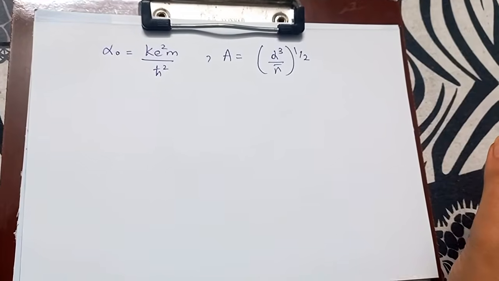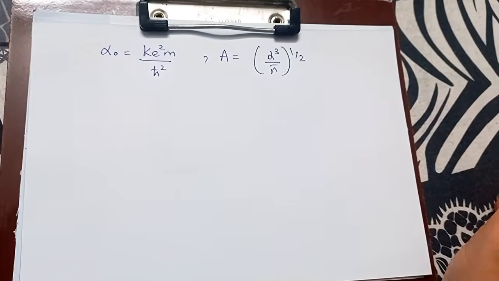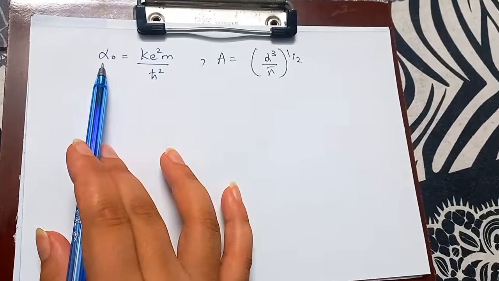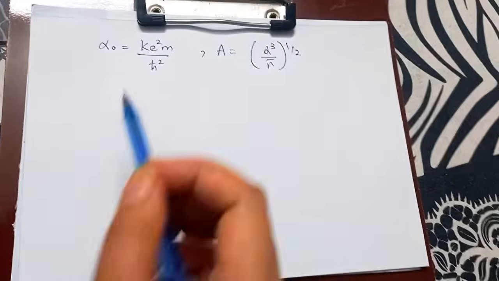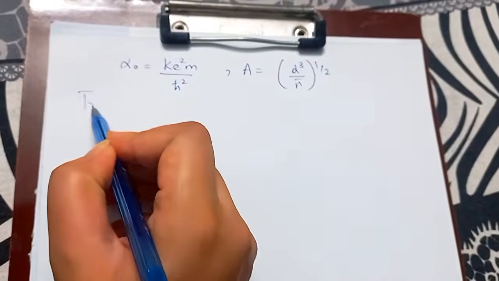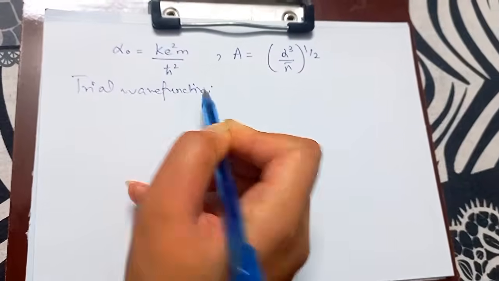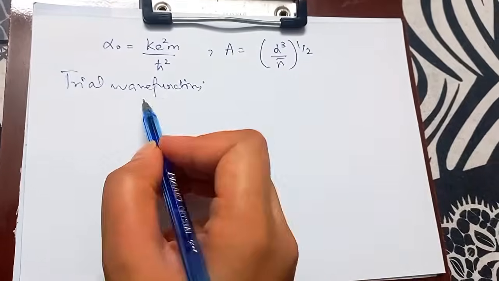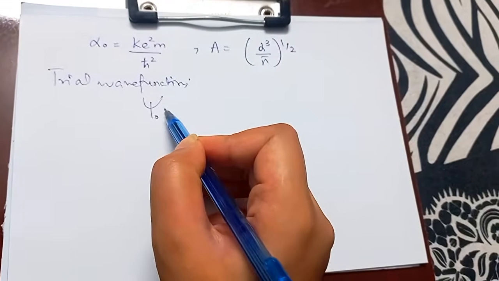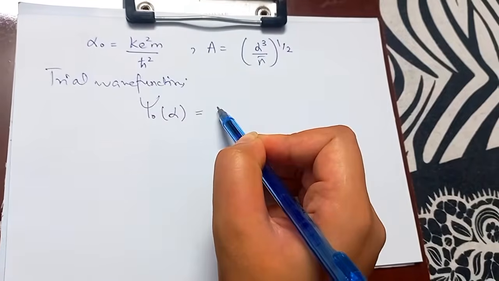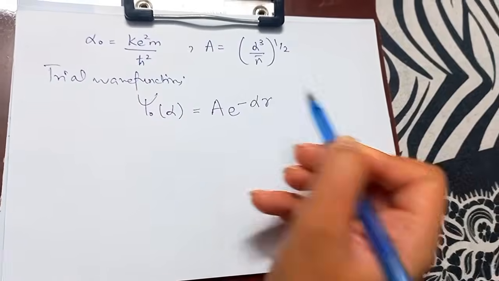Similarly, for the best estimate of the ground state wave function of the hydrogen atom, what we have to do is to put alpha naught in place of alpha in the trial wave function that we had at first place. So the trial wave function for the ground state of the hydrogen atom, in terms of alpha, is A e to the power minus alpha r.